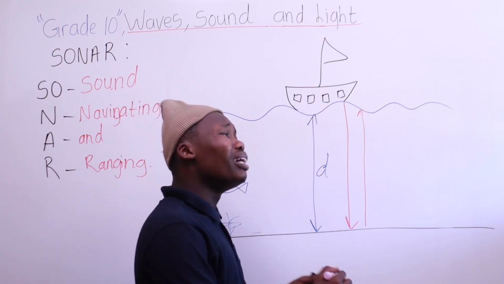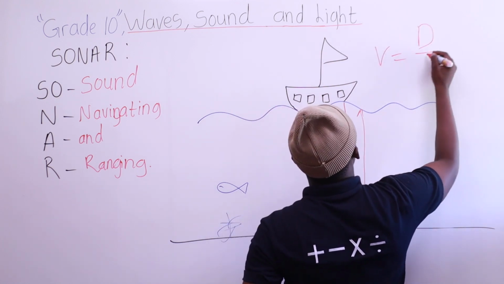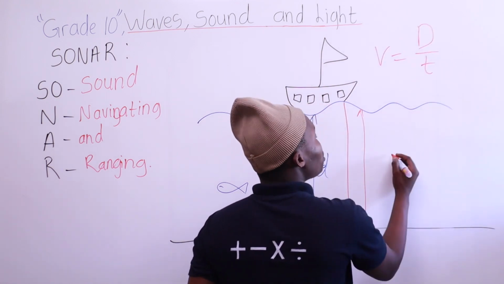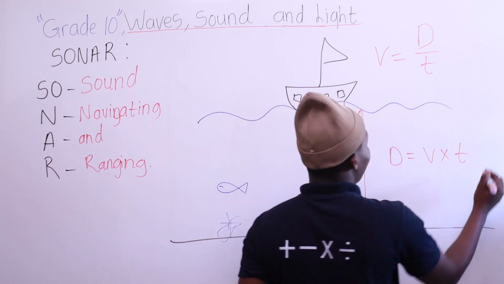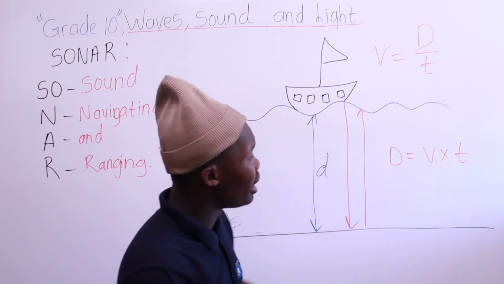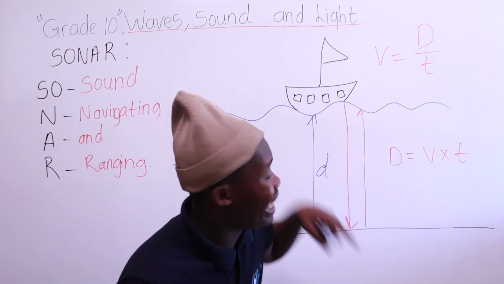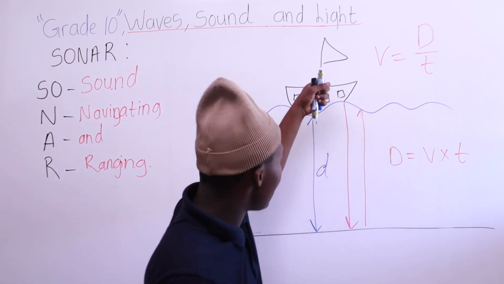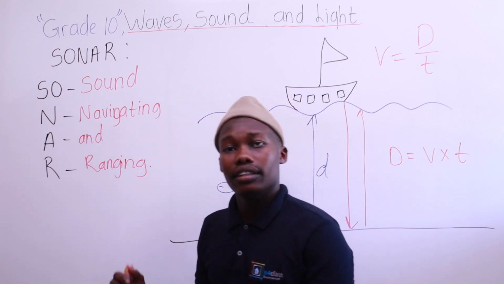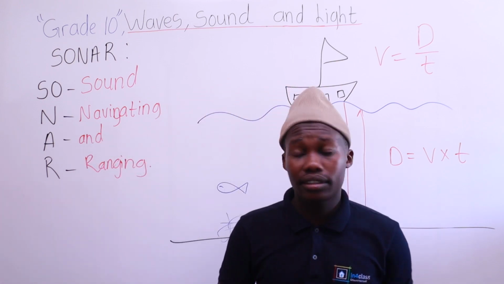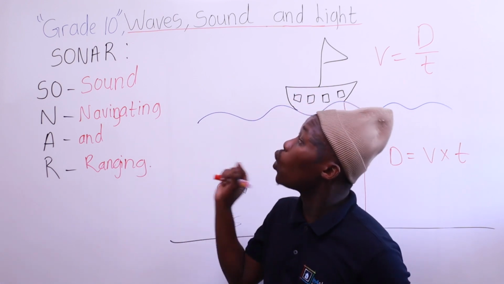So benza njani ke manje? We know ukuthi phela v is equals to distance all over time. Angithi lento iqonda ukuthi distance is equal to velocity or speed times isikhathi. So lapho buka ispeed siyasazi, isikhathi sesiyasazi, so we can now get in the distance. Yonke lo process is called sound navigating and ranging.